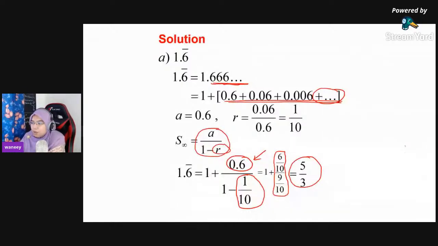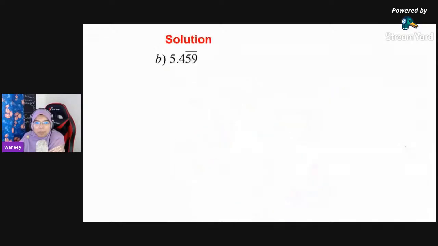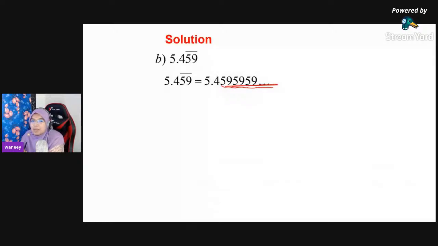Okay, so now we have B. B is 5.459, with a bar on top of 59. So we are going to have 5.4595959 dot dot dot. The thing that is repeating is this term over here. I give you around 3 minutes for you to calculate what is the fraction for this one.